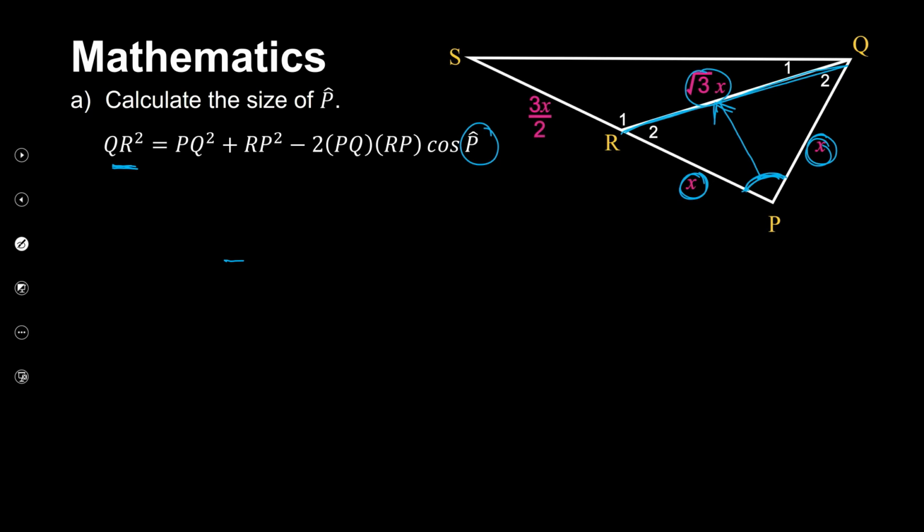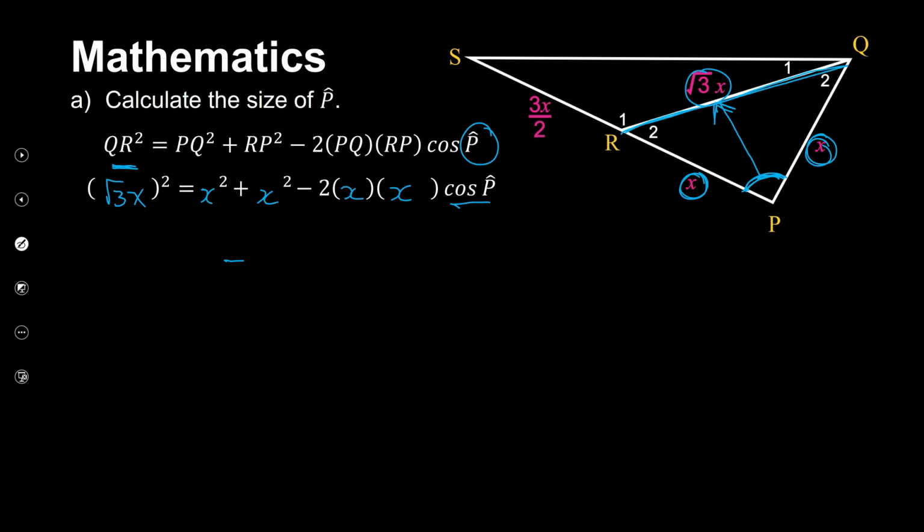Now what's left is to just substitute the actual values that we have, the variables that we have. So we're going to end up doing that. QR squared is going to be √3 x squared. PQ squared is going to be x squared, x squared. We're going to put an x in there, and remember we want to find P.